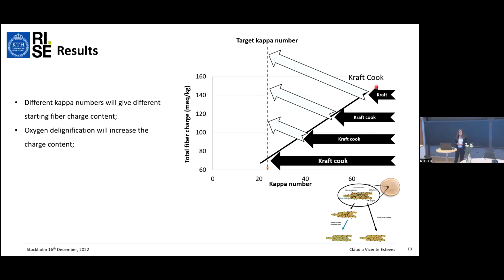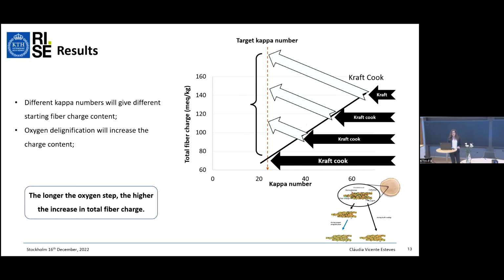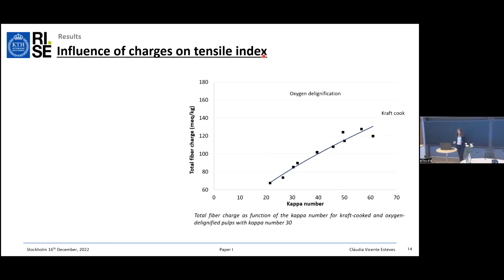So the first thing here is you can see that different lignin contents from the kraft cooking will give you different starting points. And then with oxygen, you can increase these fiber charges, and the higher the charges, the higher will be the final result. And if we are comparing to this reference trial here, we have a big increase. We have this increase, and this. And you can see that the longer the oxygen step, the higher will be the final total fiber charge. And this is very important for the mechanical strength.